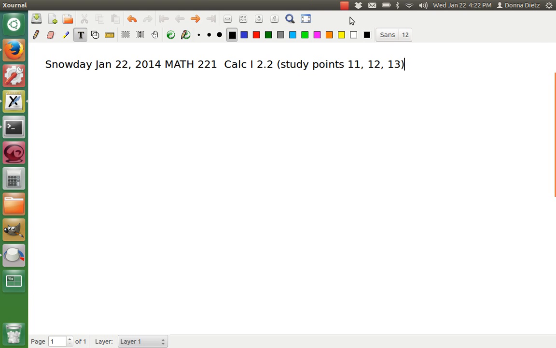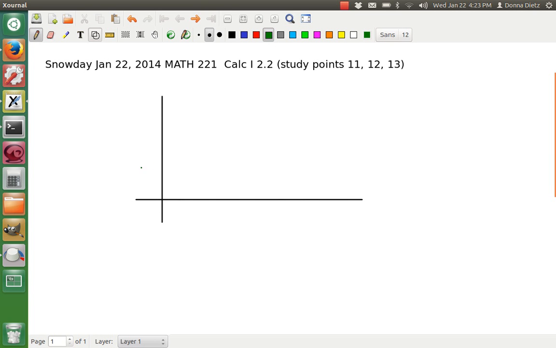Okay, so this is what the title says, Calc 1. This is Chapter 2.2, Study Points 11, 12, and 13. So we're going to talk about limits and numerical investigation of point discontinuity and determination of the direction of a vertical asymptote. Okay, so the first thing I want to point out is that limits is not really that complicated.